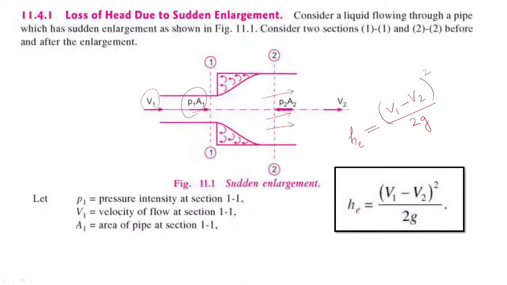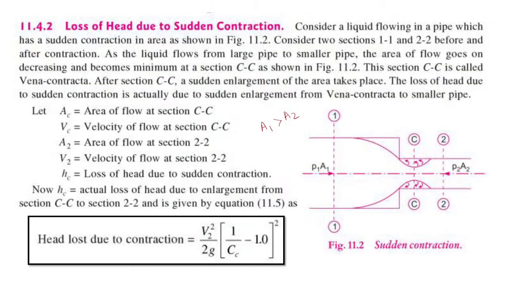So whereas in this sudden enlargement, A2 is greater than A1. That's a prime difference between sudden enlargement and sudden contraction. So I hope it's clear, the difference between contraction and expansion, enlargement. Here A1 is greater than A2. As you know, there is a difference in cross section, so it will also create an impact on area, pressure, as well as velocity, V1 and V2.